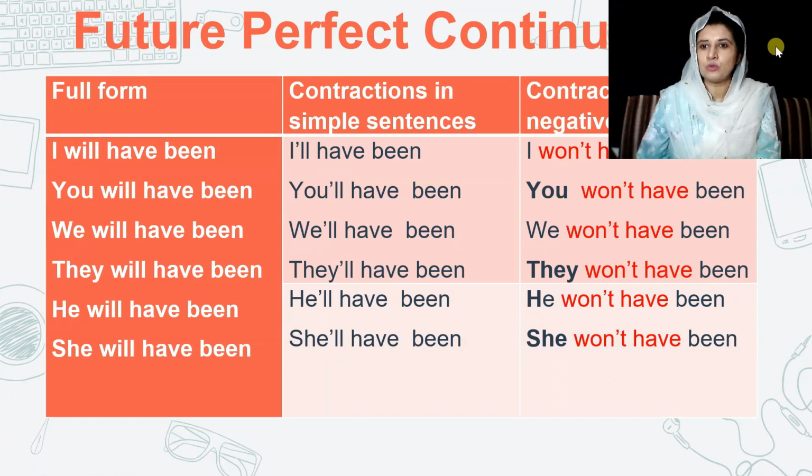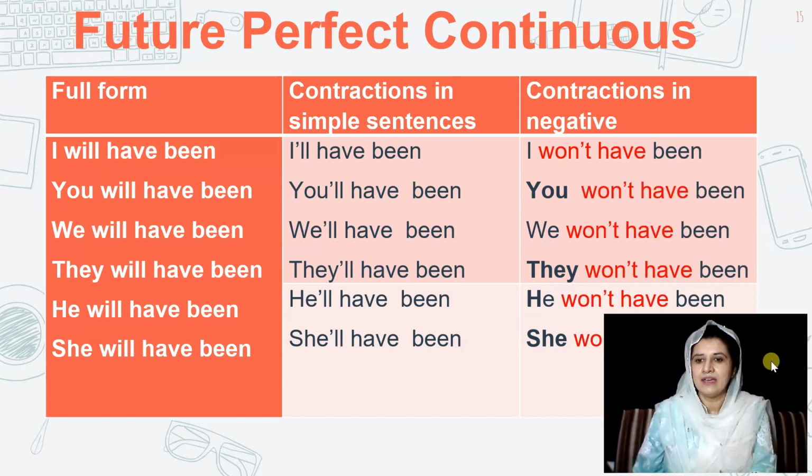Now we'll see how to make the contractions in the negative sentences. In negative sentences, what we are doing, we are contracting will not and we are changing into won't. I won't have been, you won't have been, they won't have been, right? I hope it's simple. You understood it.